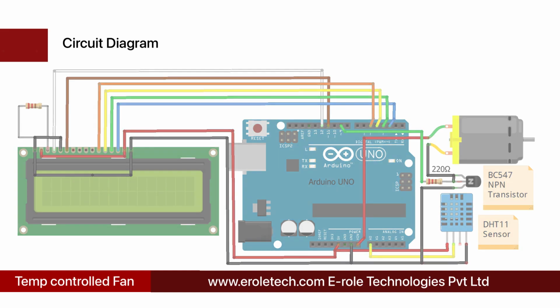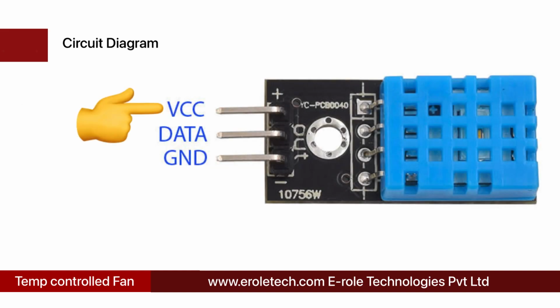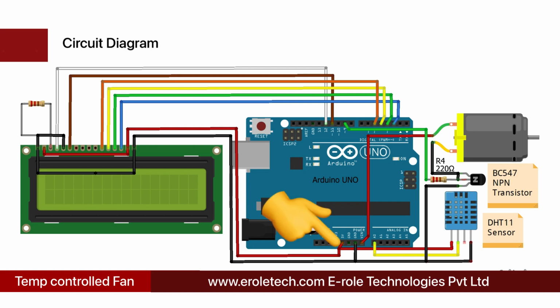Pin 11, 12, 13, and 14 of LCD display are connected to pin 5, 4, 3 and 2 of Arduino respectively. DHT11 sensor has 3 pins: 5-volt, ground, and output. 5-volt pin of sensor is connected with the 5-volt pin of Arduino. Ground pin of sensor is connected with the ground pin of Arduino. Output pin is connected with the A0 pin of Arduino.